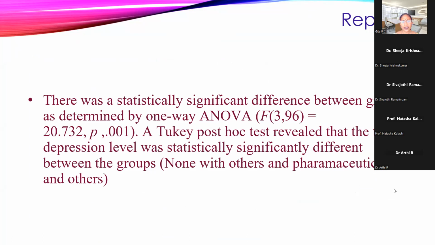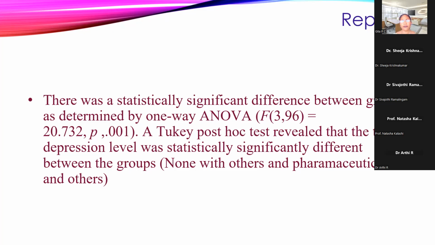There is a statistically significant difference between groups as determined by one-way ANOVA. So F followed by 3. What is this 3? 3 is the degrees of freedom of the first one, followed by the degrees of freedom of the next one, between and within. So that's 3 and 96, which is equal to the F value, 20.732, and P is less than 0.001. So this is the first interpretation.